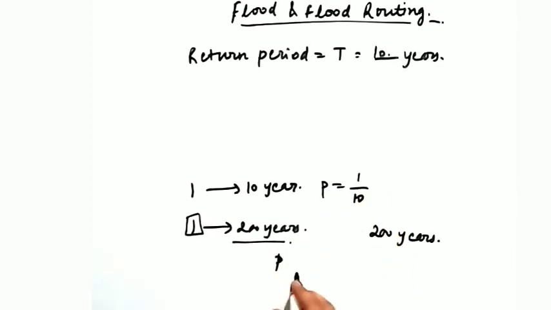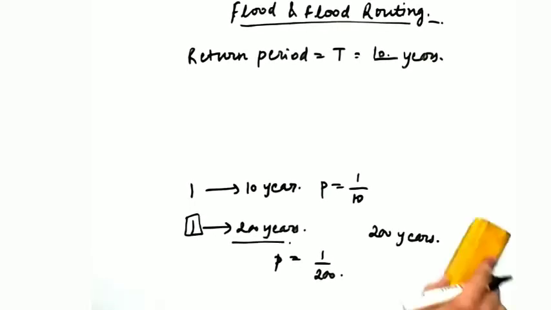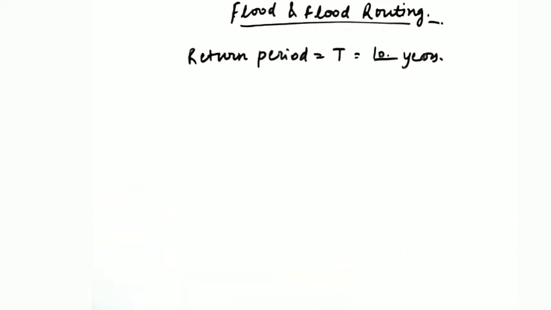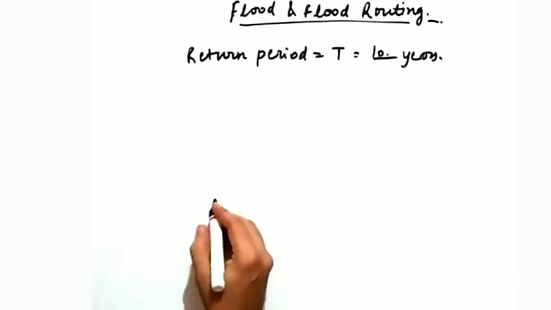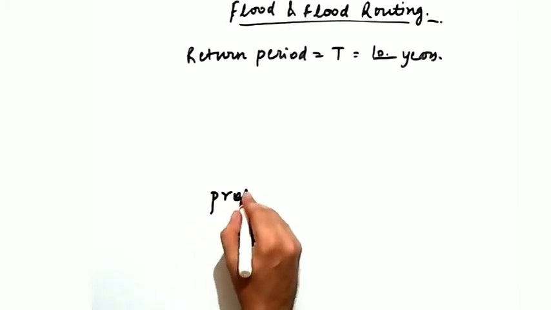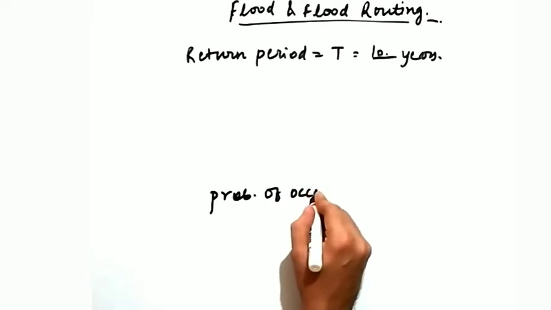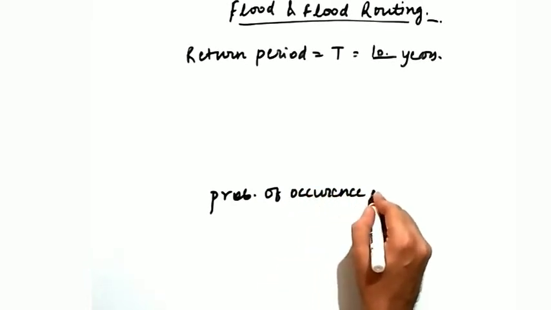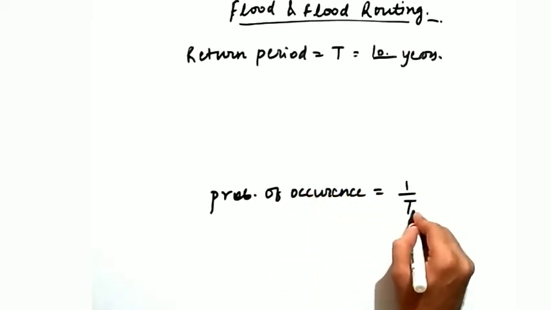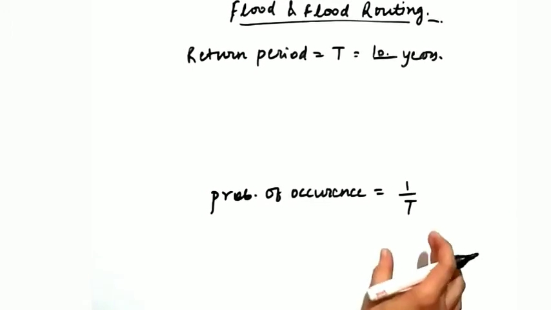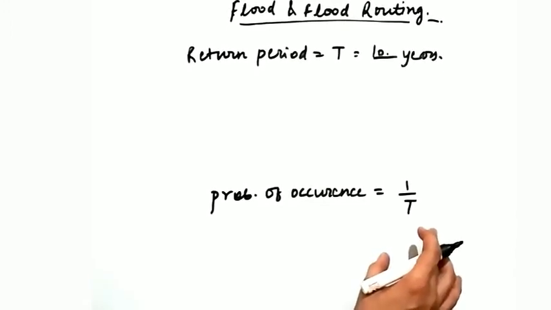Similarly, the probability of this flood will be calculated by once in 200 years. So if you are given the return period of any particular flood and the examiner asks you to calculate the probability of that flood occurrence, then you can calculate it by 1 by t. You just need the return period of that flood and you can calculate the probability.